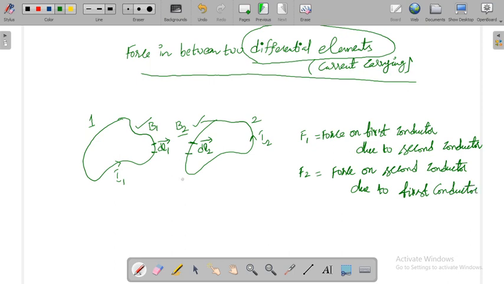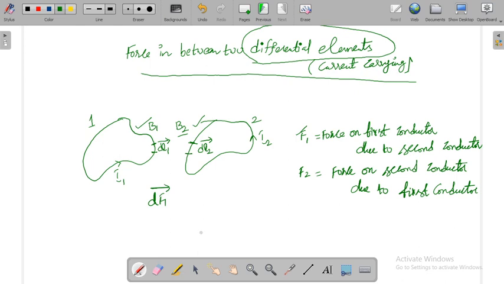Okay, now how can I find that force? First of all, I want to know this force. This force is same as this force, because as we have seen in Coulomb's law, the force between the two charges remains the same either for Q1 or for Q2. Similarly, the force on first current carrying element due to second current carrying element is same as the force on second current carrying element due to first current carrying element, because it depends upon both the currents and both the magnetic fields. Now first of all, I need to find df1 bar.